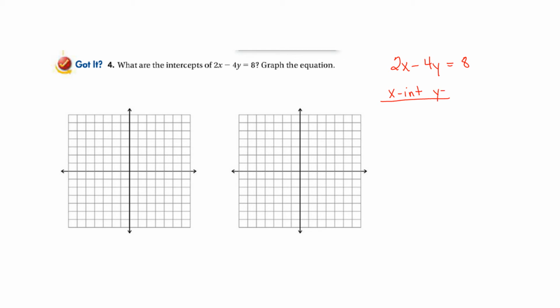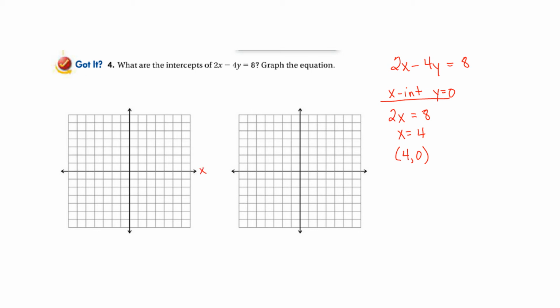So that means y equals 0. Whichever one I'm finding, the other variable is 0. So if y is 0, it's like that y term isn't even there. So my minus 4y would be 0. So I'd have 2x just as equal to 8, which gives me x equals 4. So I would have the x-intercept of (4, 0), because the y was 0.